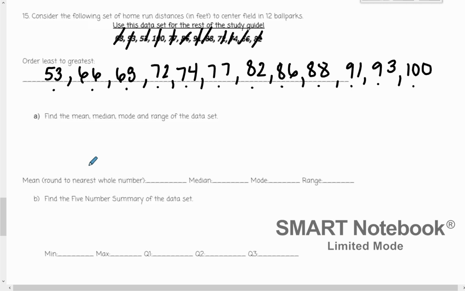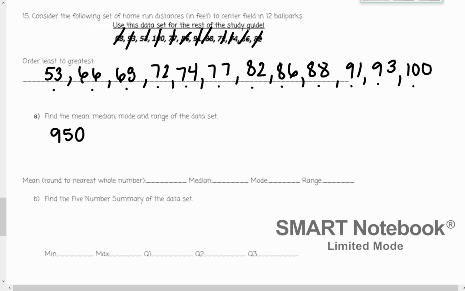Mean. Add up all these numbers. Divide by, I just forgot, 12. Let's just double check. 1, 2, 3, 4, 5, 6, 7, 8, 9, 10, 11, 12. Okay, so in our calculator, we are going to add up all those numbers. When I did that, I got 950.